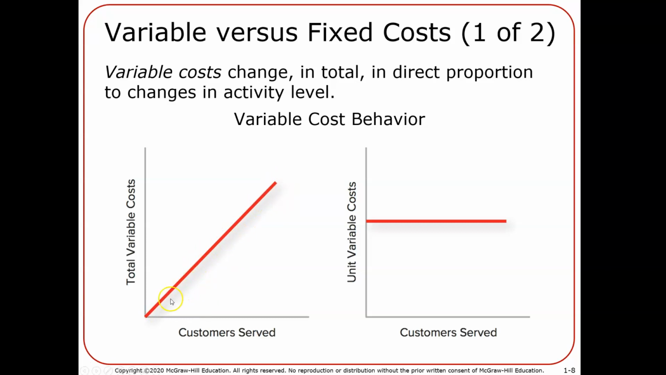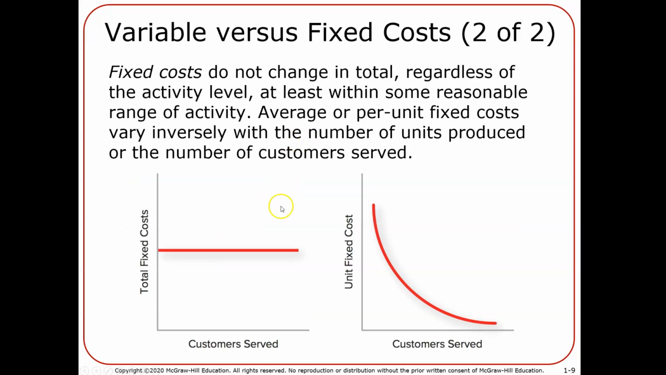They have a linear behavior pattern, and they remain the same per unit. While fixed costs do not change in total, in other words, they're fixed, our rent stays the same whether we serve 1 customer or 100 customers. That's fixed, at least within that reasonable range of activity.